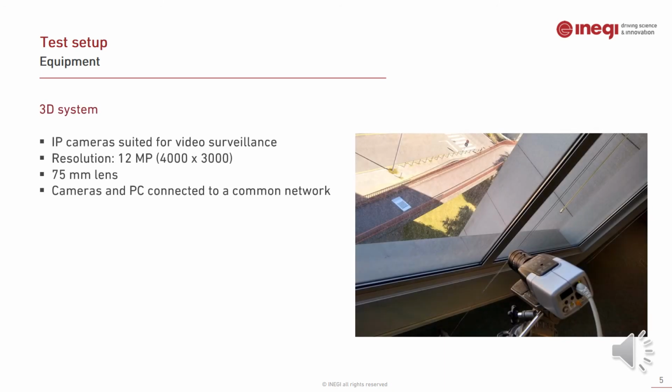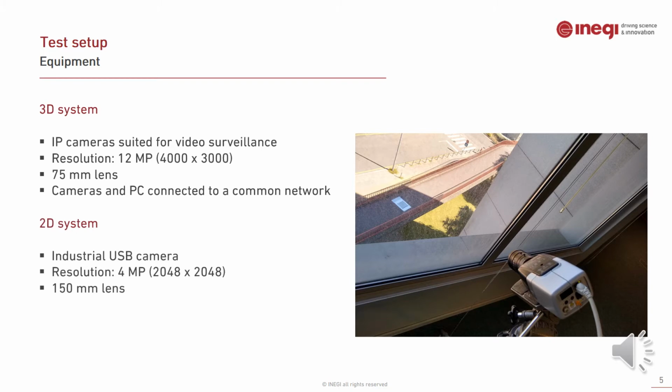The 3D system consisted of 2 IP cameras suited for video surveillance with a resolution of 12 megapixel and a 75mm lens. So both cameras were connected to a common network as well as the computer which was used to control the image acquisition. As for the 2D system, it consisted of an industrial USB camera plugged into a laptop computer with a resolution of 4 megapixel and a 150mm lens.